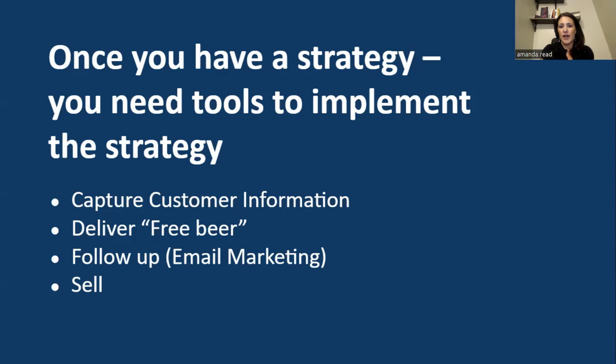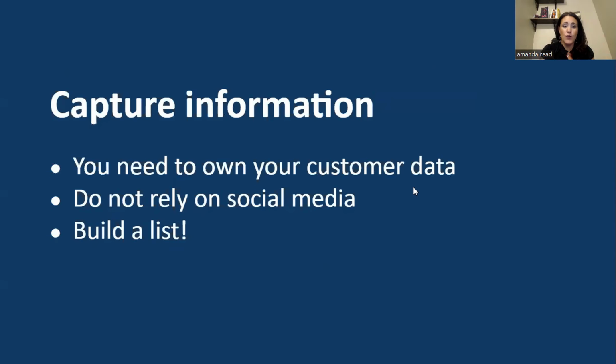This is called email marketing. You need a separate email marketing software or tool in order to do email marketing. And then, of course, you have to be able to sell. Where are we housing our offer? How are we taking people's money? So these are the tools that we will need in order to implement the strategy that we talked about before.